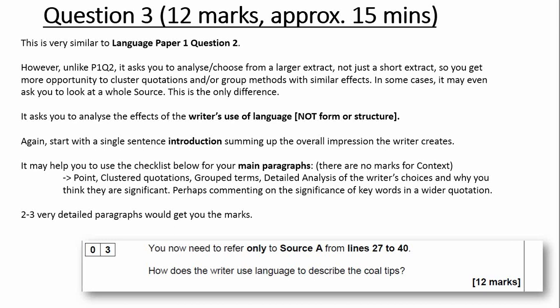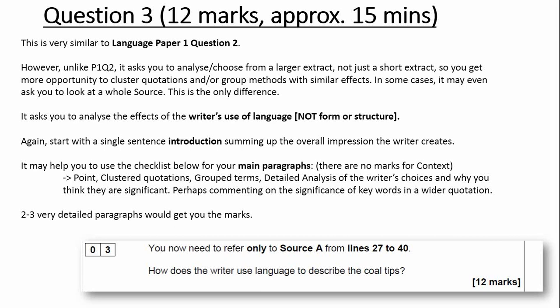Now, for those main paragraphs that you'll write to analyse this, what I would suggest is that you include the following elements. So a point, as mentioned, something about what the writer does, clusters of quotations, grouped terms where appropriate, and then a detailed analysis of the writer's choices and why you think that they are significant.